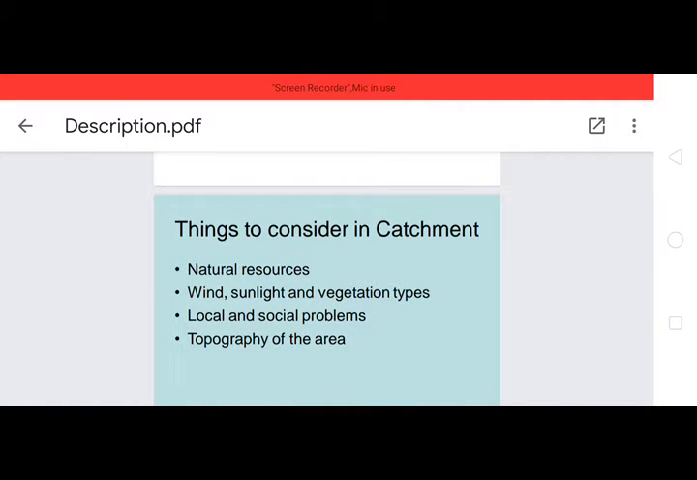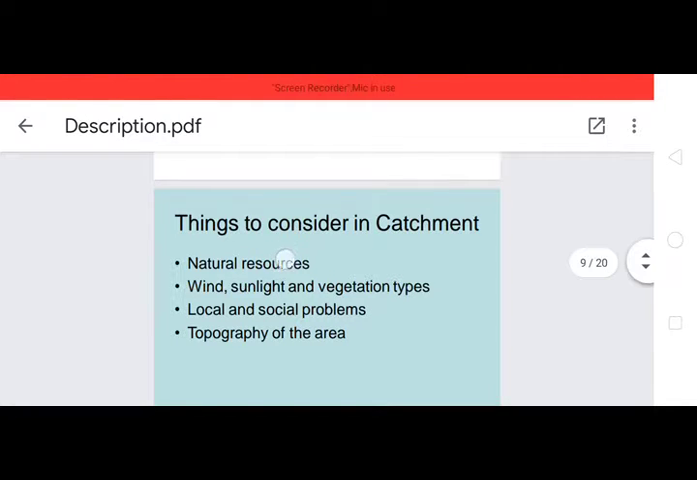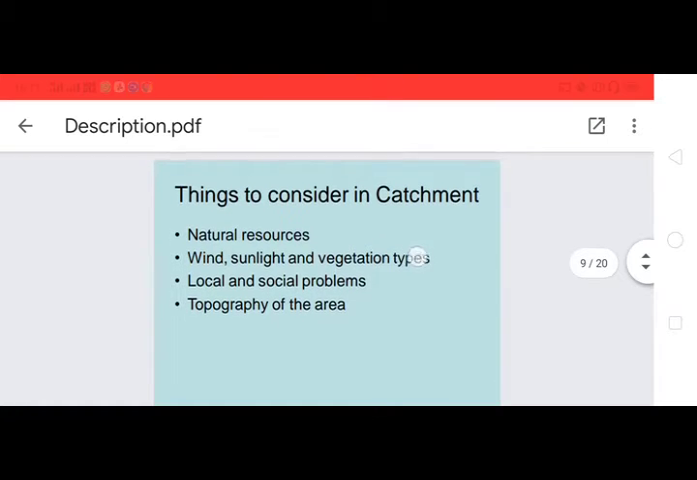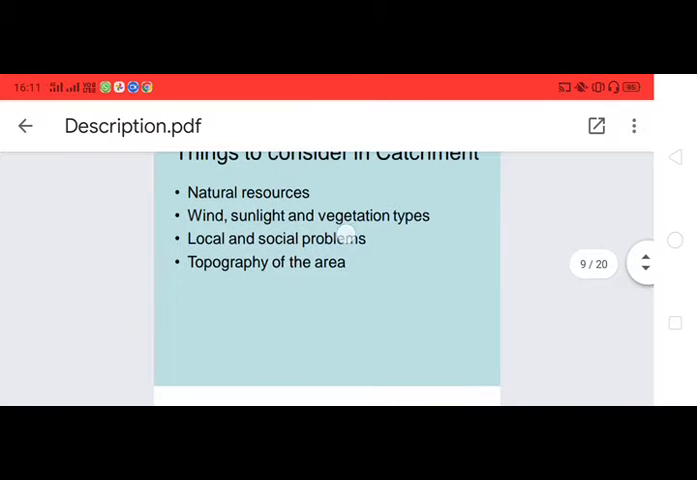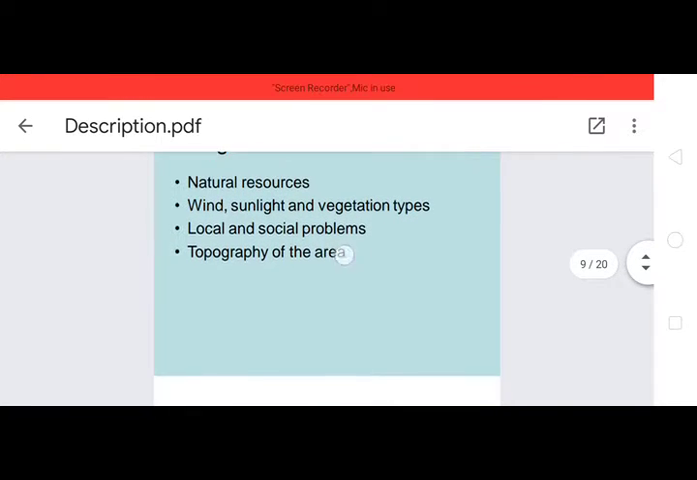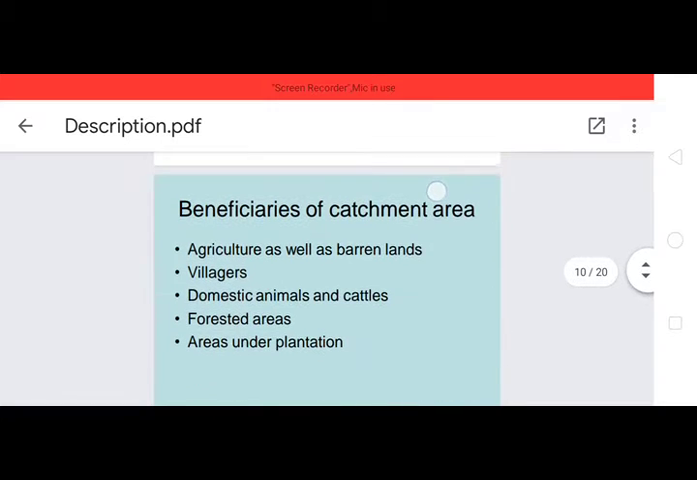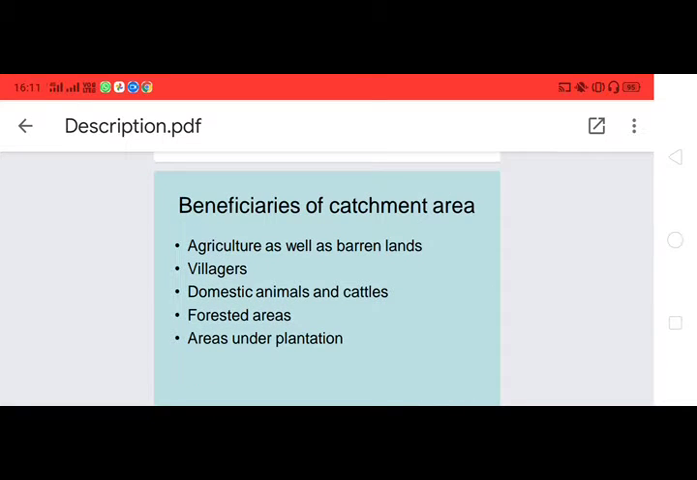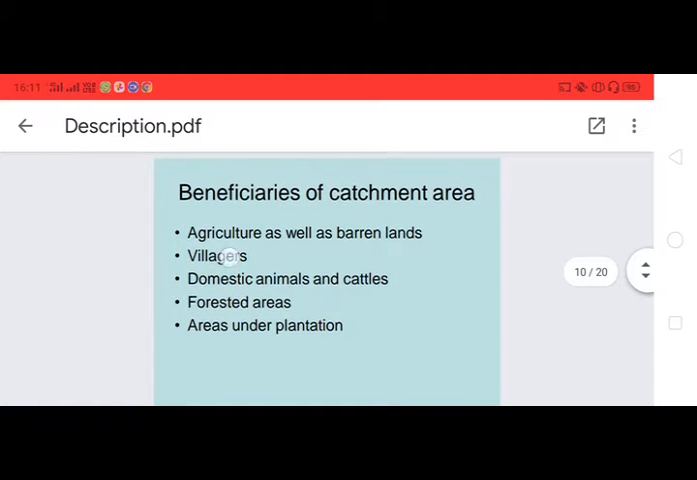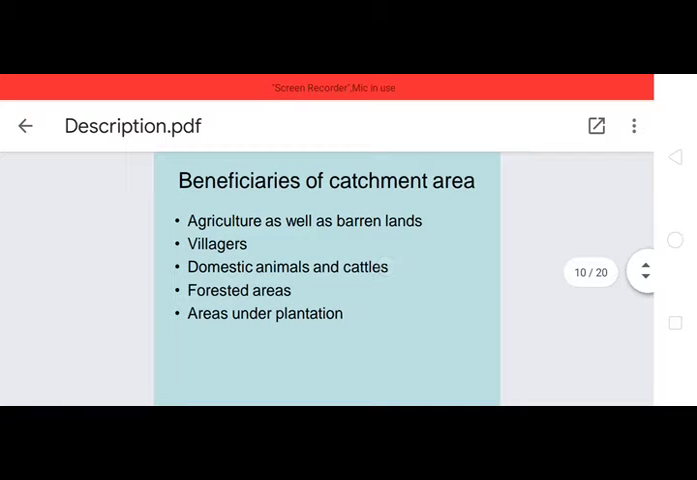Things we consider about catchment are natural resources, wind, sunlight and vegetation type, local and social problems, and topography of the area. These factors should be considered to develop a catchment area. Beneficiaries who get benefits from a catchment area are agriculture as well as barren land, villagers, domestic animals and cattle, forested areas, and areas under plantation.